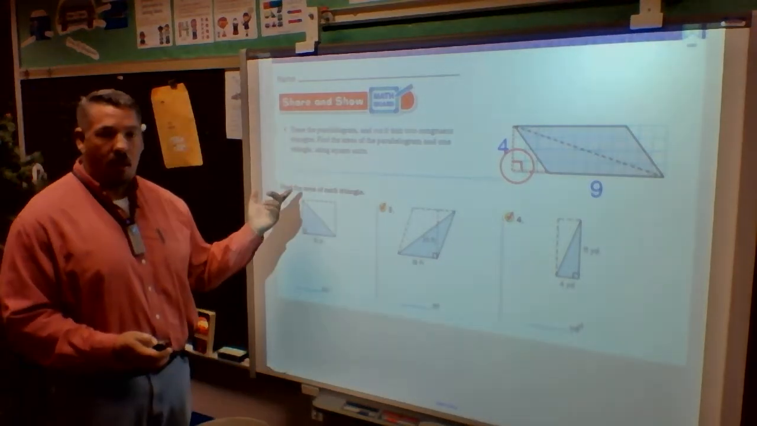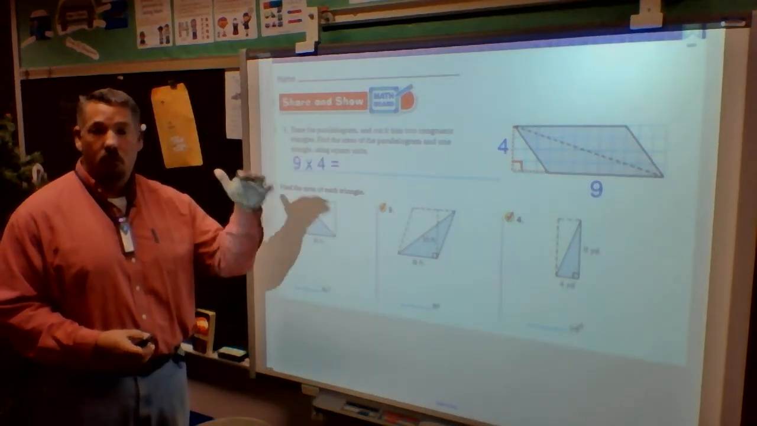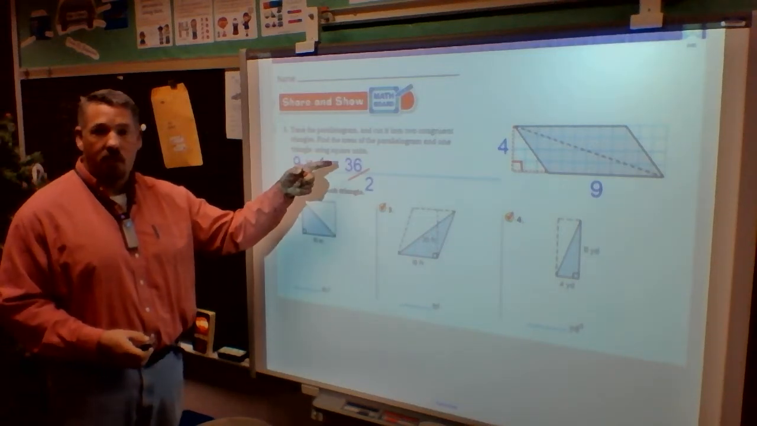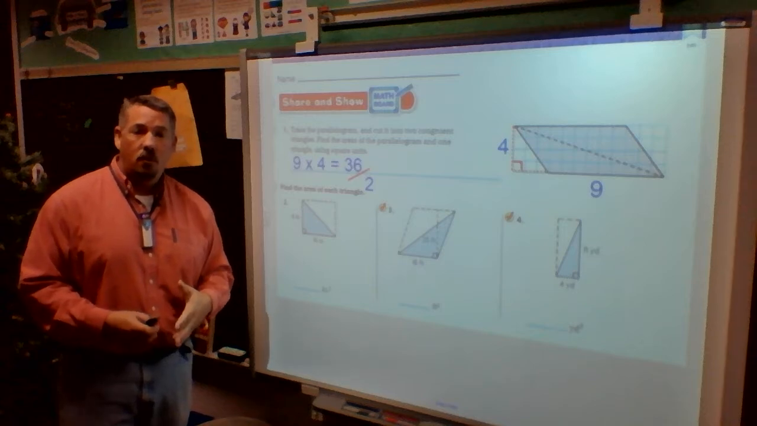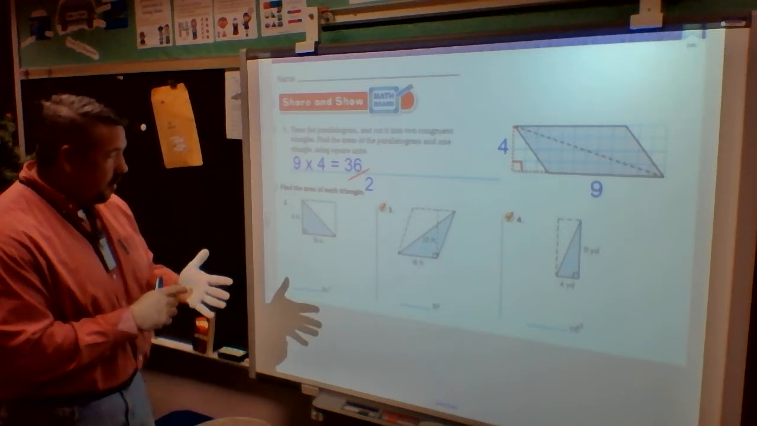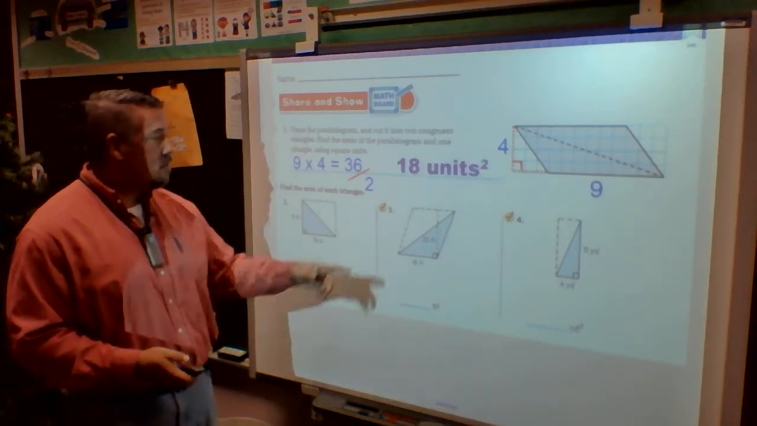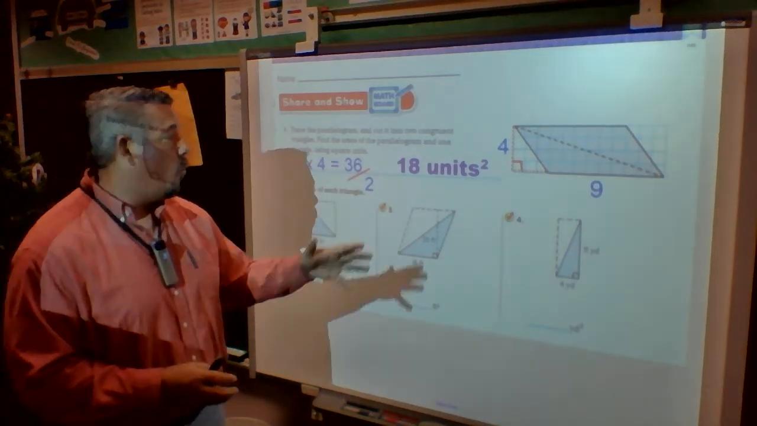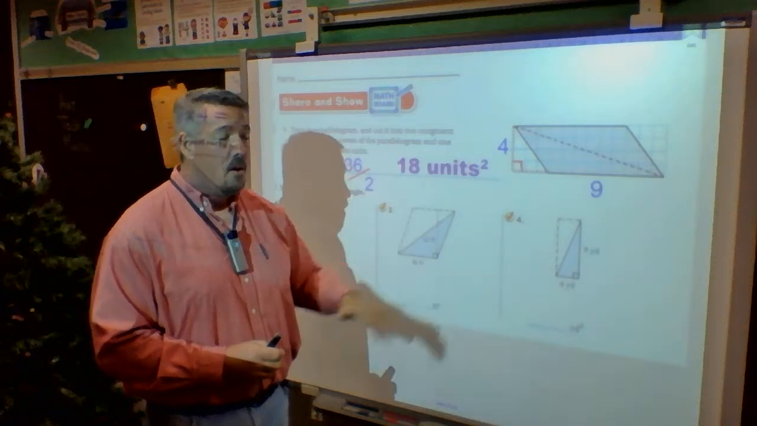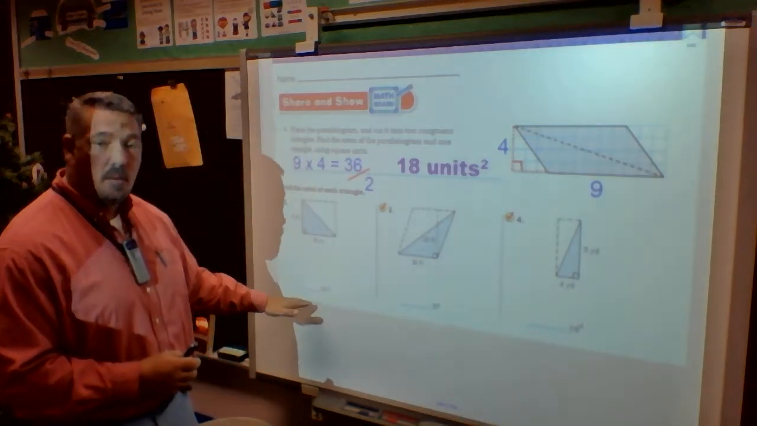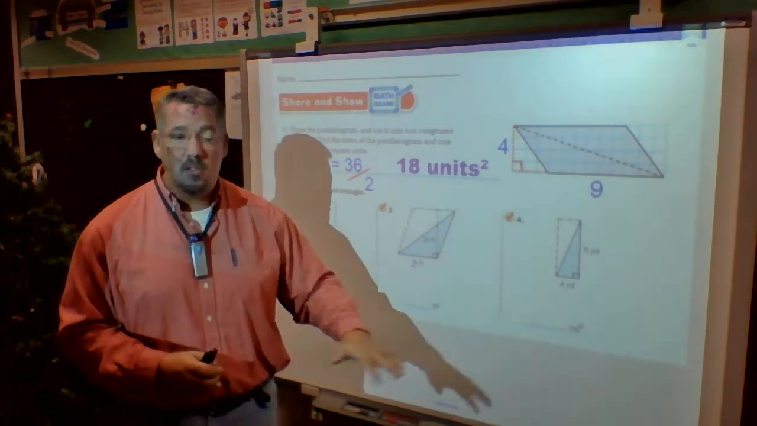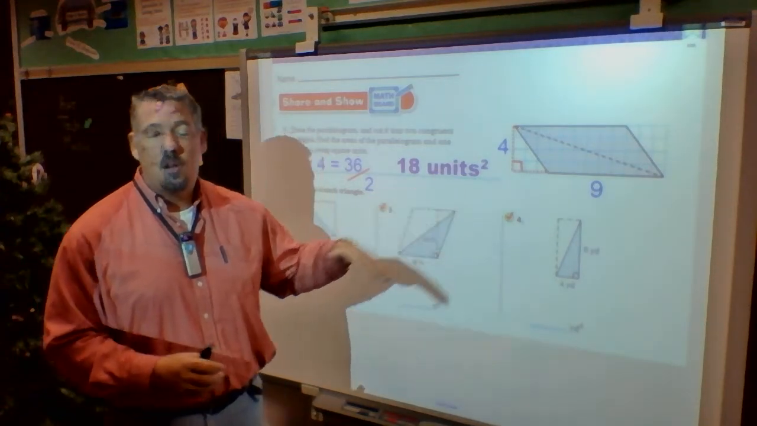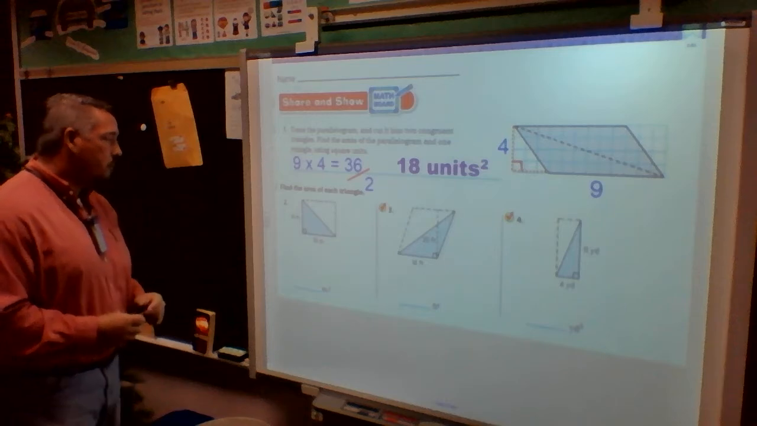I'm going to take base times height, and then I'm going to divide by 2. So when I take 9 times 4, I get 36. And then 36 in my calculator, divided by 2, tells me that it is 18. And once again, my area label always has to be square. Now, if they give me the actual measurement, like below I have inches, feet, and yards, then I have to square that. Without it, I know that it's units, and it's just square units.